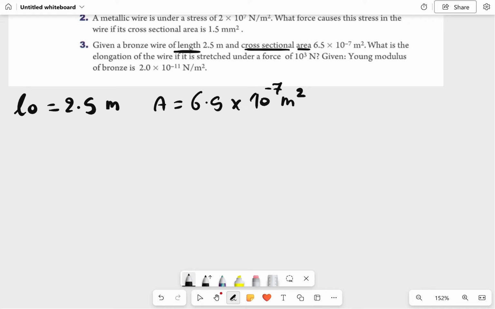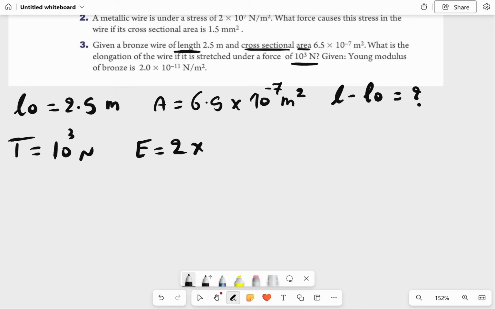What is the elongation? This time it needs elongation. Remember elongation? L minus L naught is equal to what? If it is stress and a force, you have Newton, so this is tension. Tension is equal to 10 to the power of 3 Newton. Young's modulus is equal to 2 times 10 to the power of minus 11 Newton over meter squared. Pay attention.